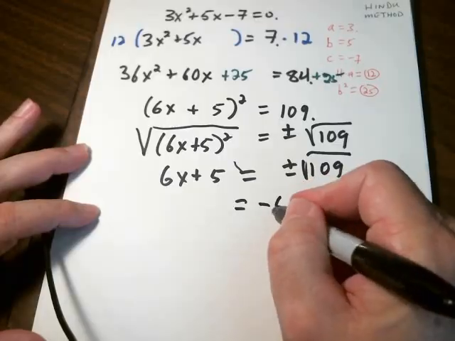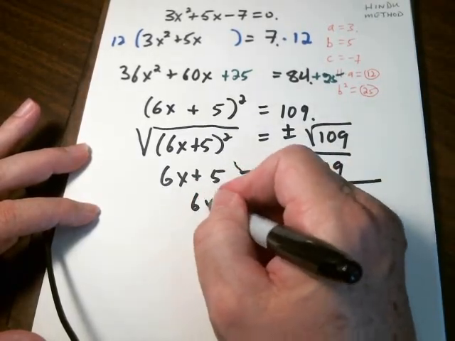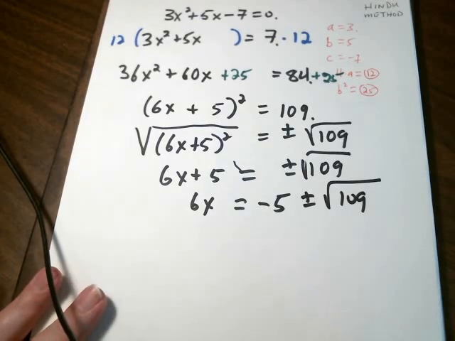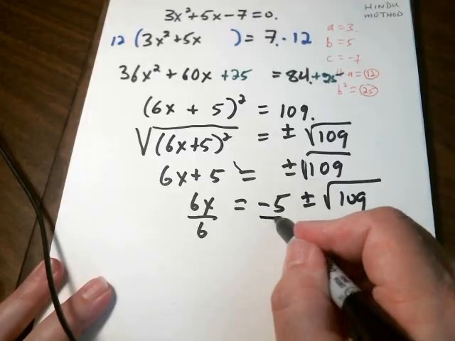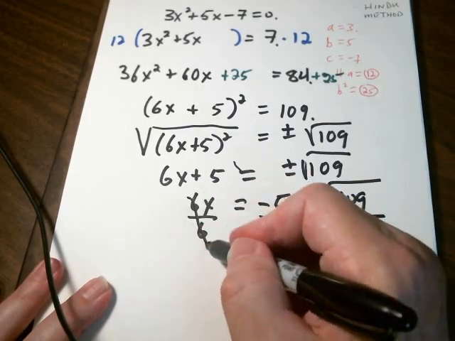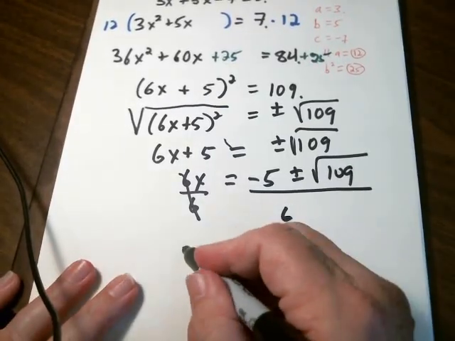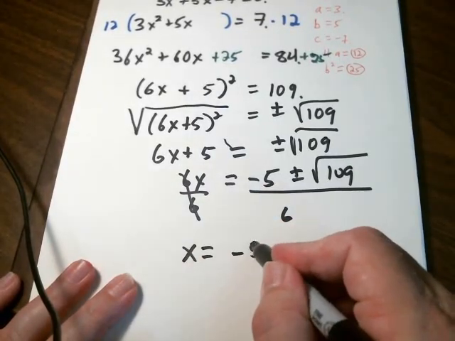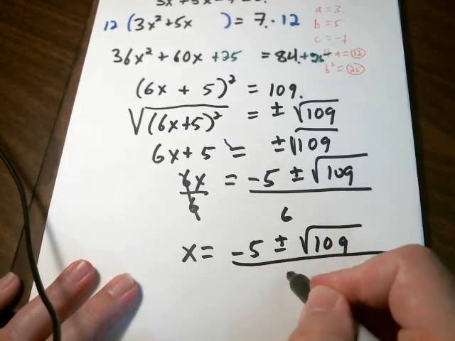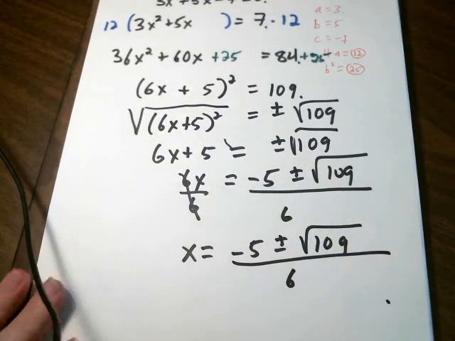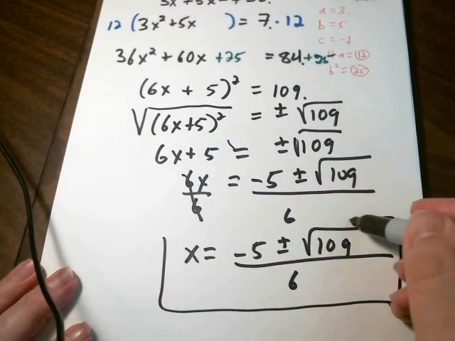So transpose first by moving the 5 over to the other side and changing the sign, and then divide by the coefficient of x. And therefore, I believe we're just about there. We have x equals -5 plus or minus the square root of 109, all divided by 6. And that's the Hindu method there.